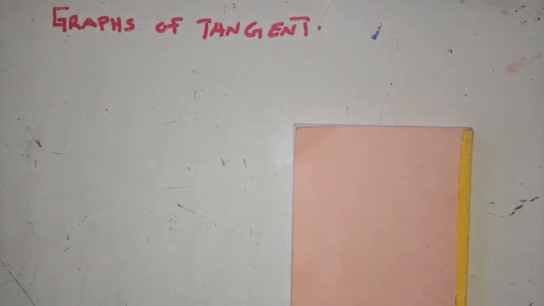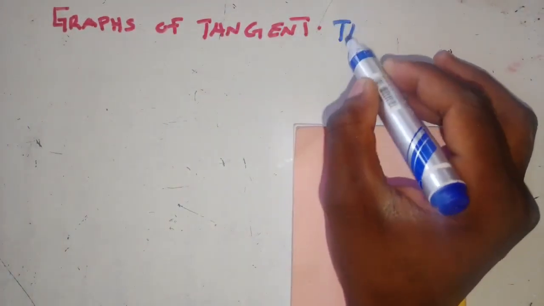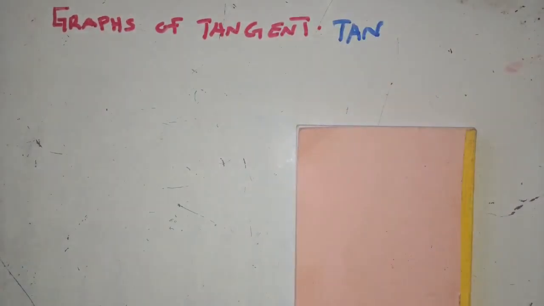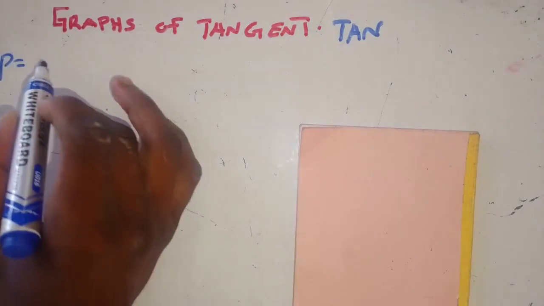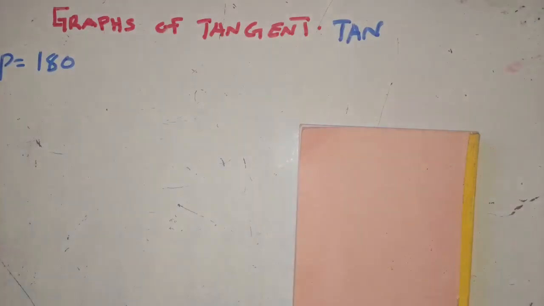Graphs of tangent. Tangent is abbreviated as tan. I believe we all know this. What you need to know about graphs of tangents is that they have a period of 180, meaning the period does not exceed 180. It can be less than or equal to 180, but not more than 180.